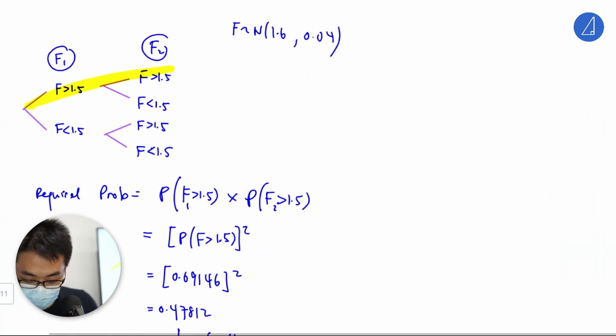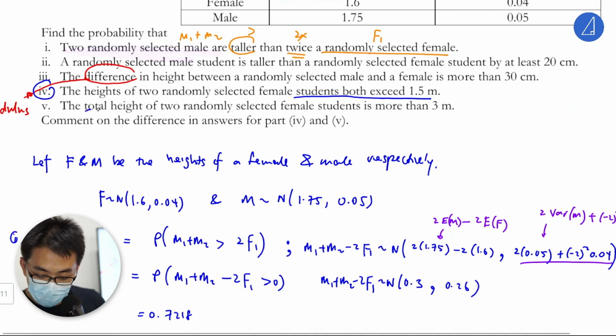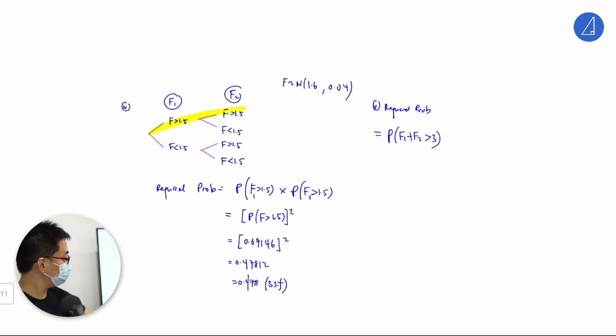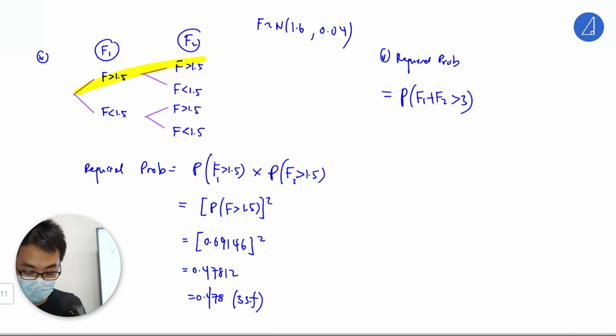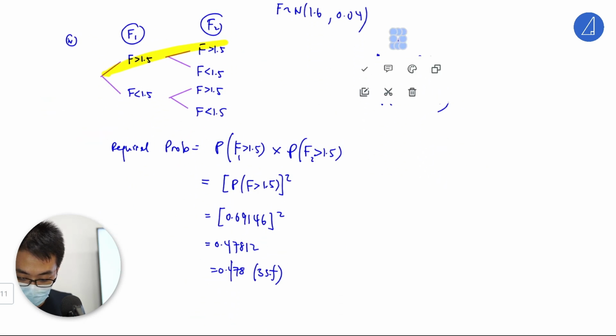For part 5, you read carefully. The total height of two randomly selected females is more than 3 meters. In other words, the required probability here is, if you pick 2 females, F1 plus F2 is more than 3 meters. You get what I'm saying? You need the sum of them adding up to be bigger than 3. Try to understand that.